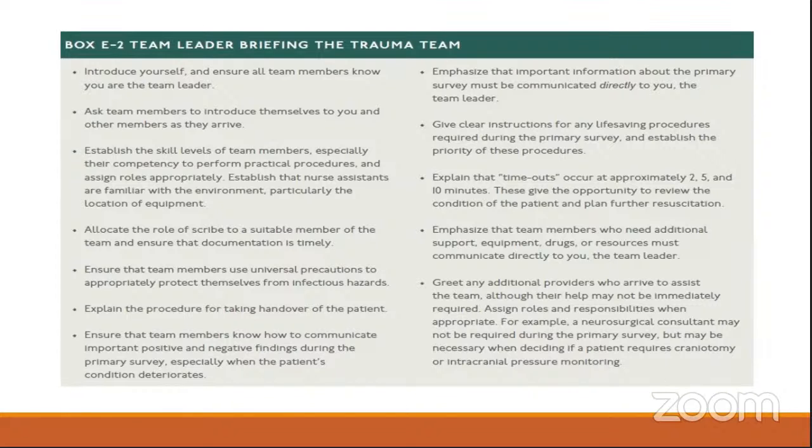Give clear instructions for any life-saving procedure required during the primary survey and establish the priority of these procedures. Explain that timeouts occur at approximately 2, 5, and 10 minutes. This gives the opportunity to review the condition of the patient and plan further resuscitation. Emphasize that team members who need additional support, equipment, drugs, or resources must communicate directly to the team leader. Greet any additional providers who arrive to assist the team, although their help may not be immediately required. Assign roles and responsibilities when appropriate. For example, neurological consultation may not be required during a primary survey, but may be necessary when deciding if a patient requires craniotomy or intracranial pressure monitoring, etc.